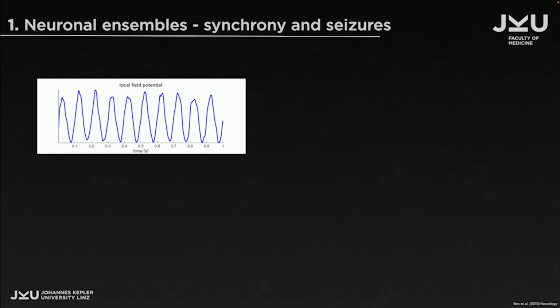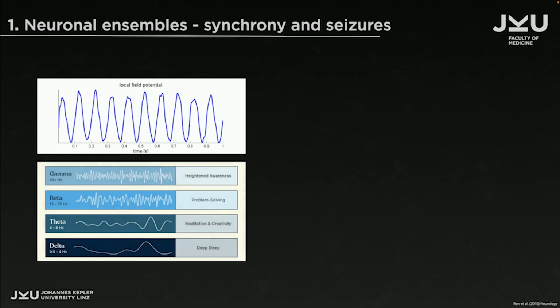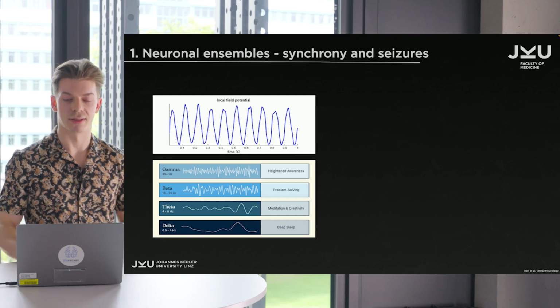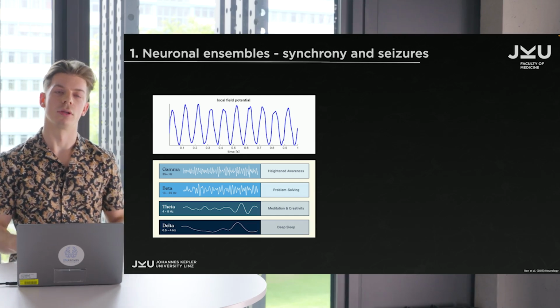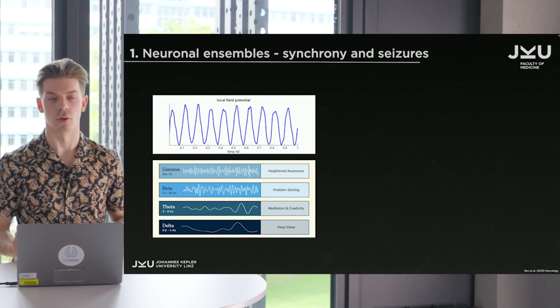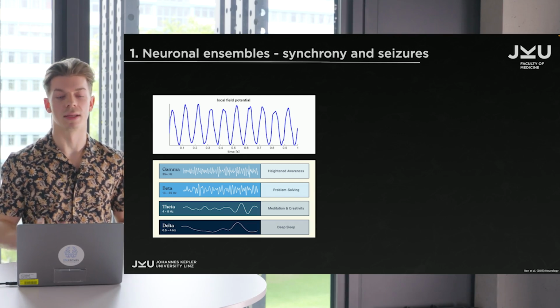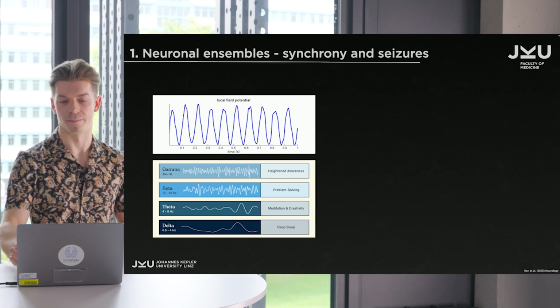When we look at the electrical field potential, so the electrical activity that we can record directly from the outside of the brain, what we see are these synchronous brain waves that most of you probably know as beta waves, gamma waves, and so on. So these are neuronal firing patterns that change depending on your state of attention, if you're in deep sleep, in REM sleep, or in heightened focus on something.